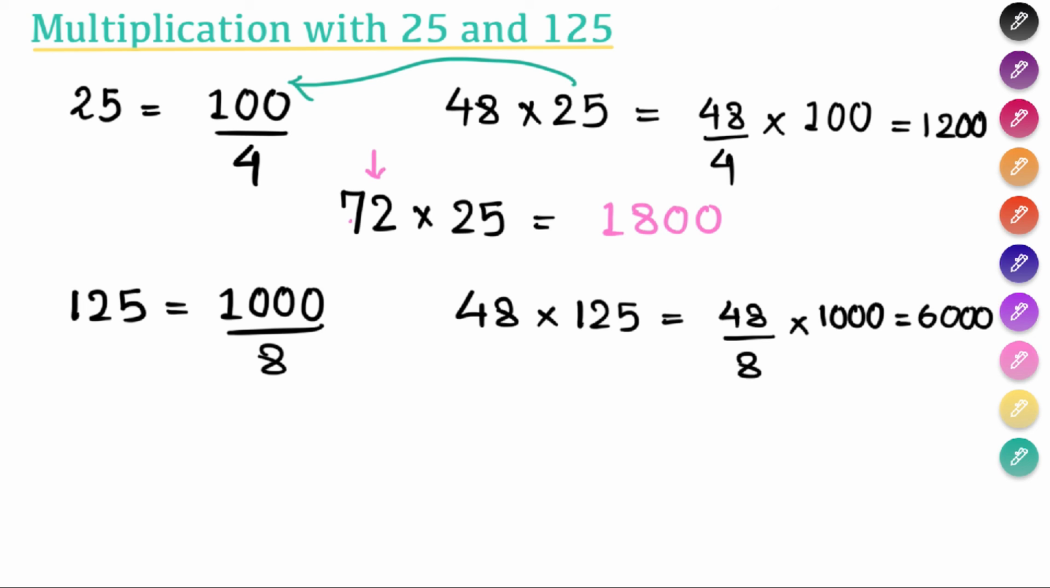Alright, so let us take one more example. Suppose we have to multiply 72 into 125. We simply divide 72 by 8 and we get 9 and we simply add 3 zeros. Isn't that easy? So this was the method for multiplication of any number with 25 and 125.